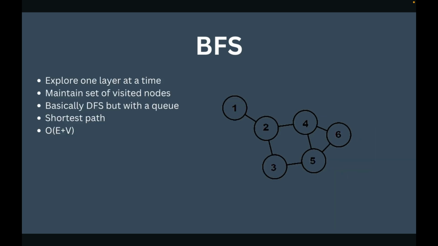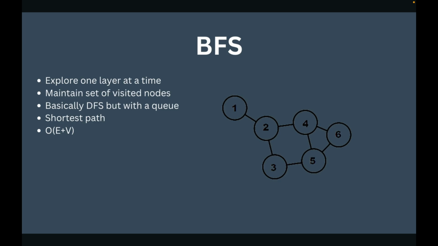The other main algorithm on unweighted graphs is breadth first search. As opposed to depth first search, where we're going as deep as you can before backtracking, breadth first search is exploring one layer at a time, trying to stay as close to your starting point as possible. And so again, you still maintain a set of visited nodes. It's basically just DFS, but instead of a stack, using a queue.